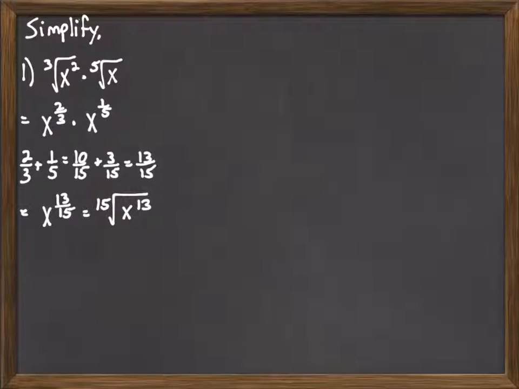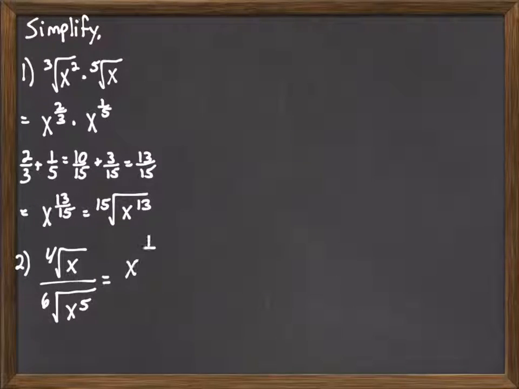Okay, let's consider the next example. Here we have a division problem. Fourth root of x divided by sixth root of x to the fifth. Again, what we do is we convert first to exponents. That gives us a problem we can do, because we're dividing now.